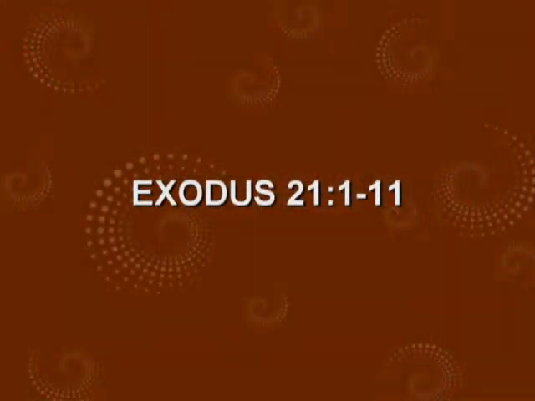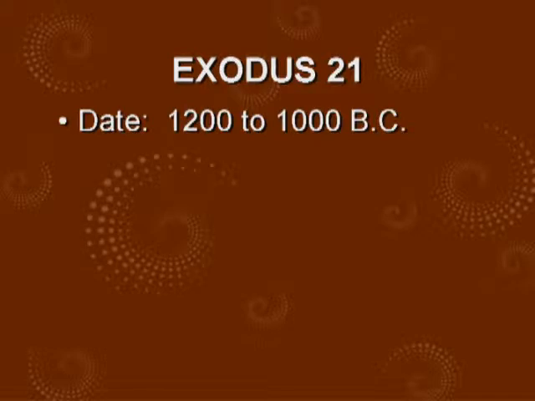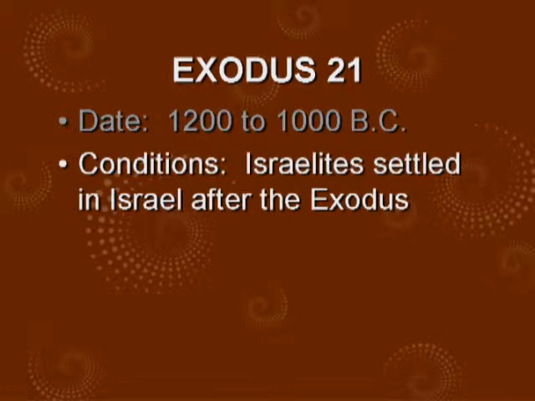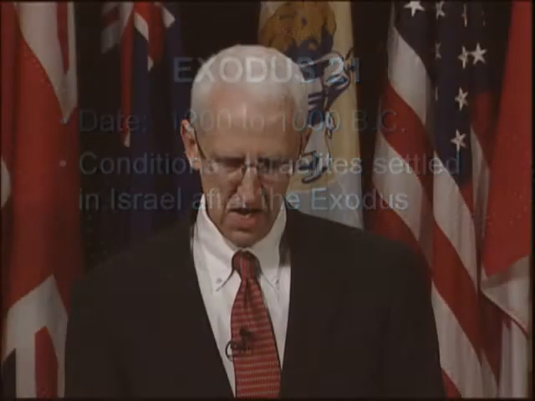Let's examine each of the three passages in more detail. Exodus 21:1-11 is the earliest slave law. It probably dates from the period of the Judges, approximately the 12th to 10th century BC. At that time, the Israelites had become settled in Israel, and the economy was based on agriculture and barter. Exodus 21:1-11 reflects an actual situation in Israel around 1200 to 1000 BC.